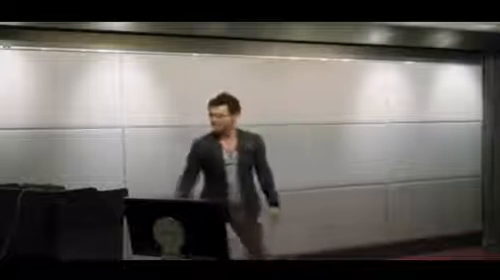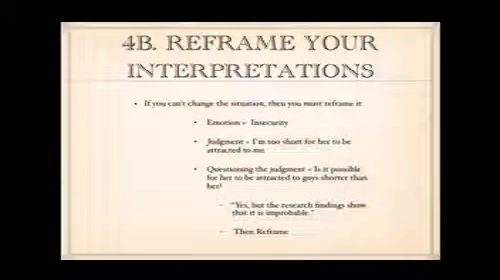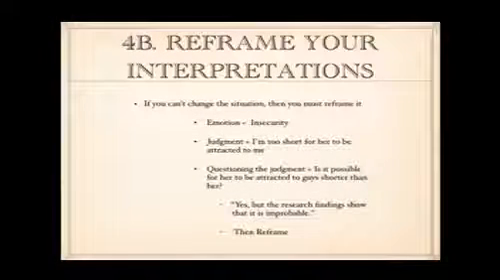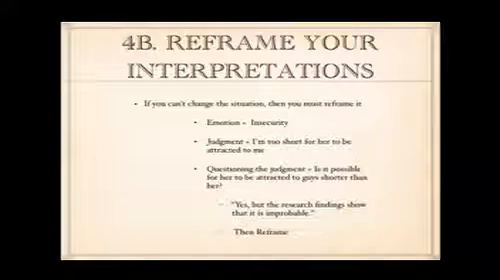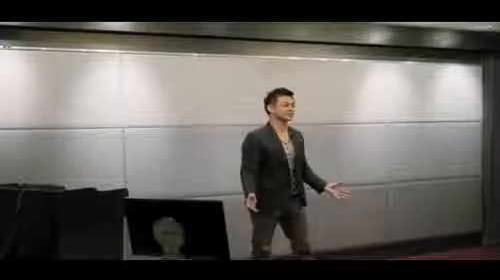Okay. If it's no, then what do you do? You proceed to step 2, or step B. You reframe it. You reframe the interpretation. If you can't change the situation, then you must reframe it. I'll give you an example of this. Let's say the emotion again is insecurity, to make it easier for you to compare. But in this case, the judgment isn't skinniness. This guy is insecure that he's too short. He says, I'm too short for her to be attracted to me.